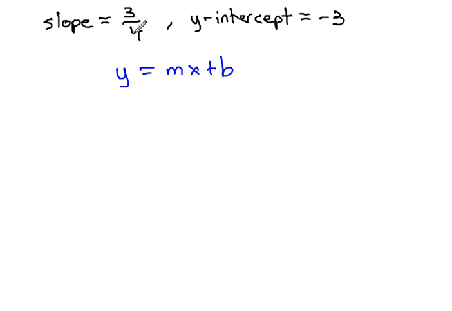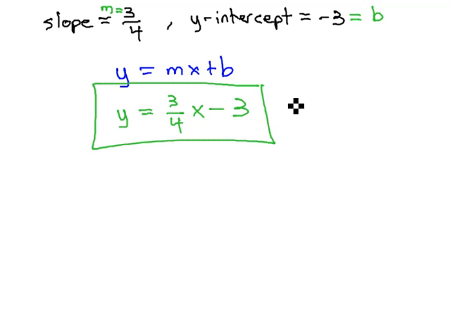The slope, we are told, is 3/4. We've seen slope before represented by the letter m. The y-intercept is our new point, and the y-intercept is always represented by the letter b. So we take y equals m, or the slope, which is 3/4, times x, plus b, plus -3 is the same as just -3.